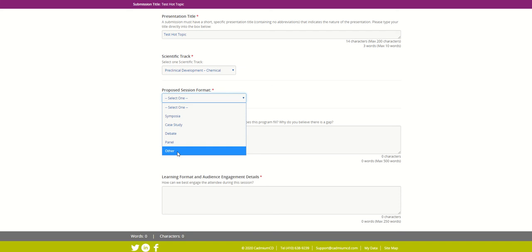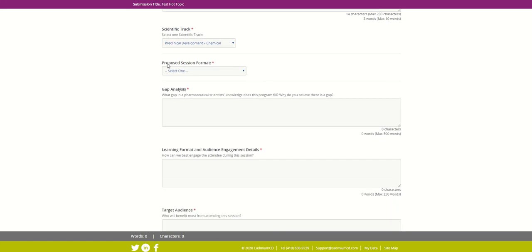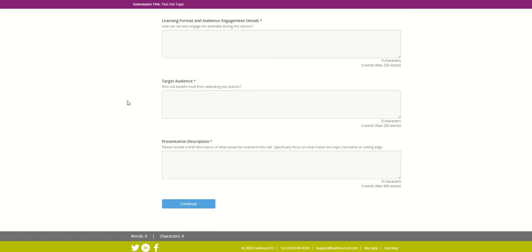And then other is, let's say you have some idea that you think would be particularly engaging for the audience, you can say whatever it is you want. The gap analysis, again, learning format and audience engagement details. This is where you go into more detail in terms of your proposed session format. And then your target audience, of course. Who do you believe would be most engaged by this? And then your presentation description.